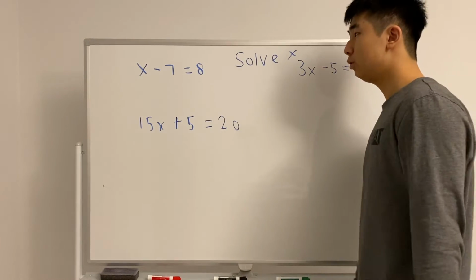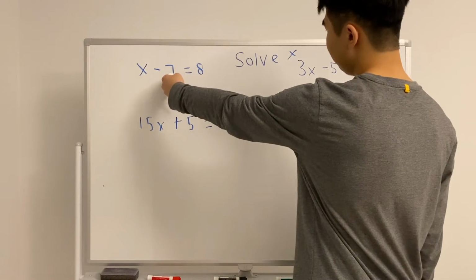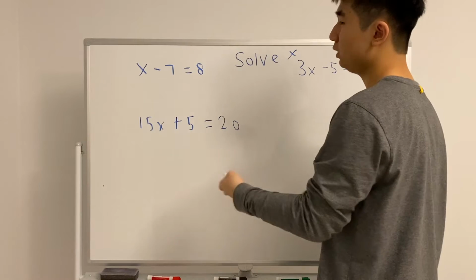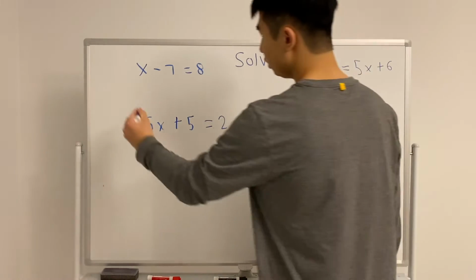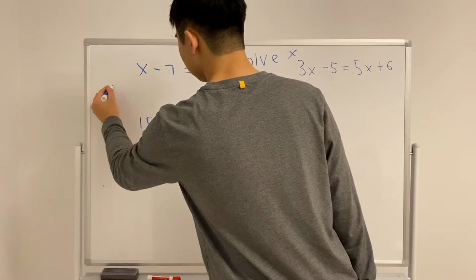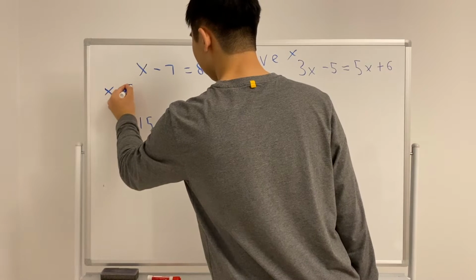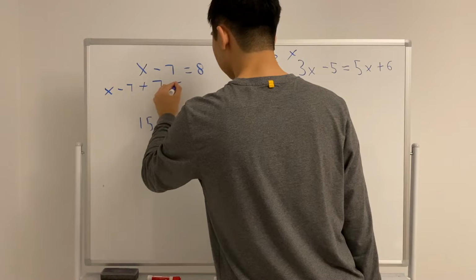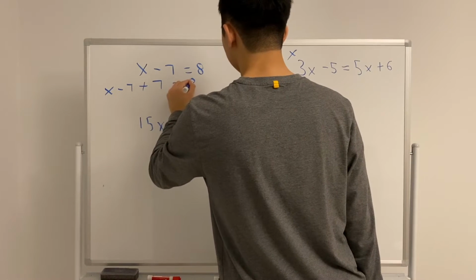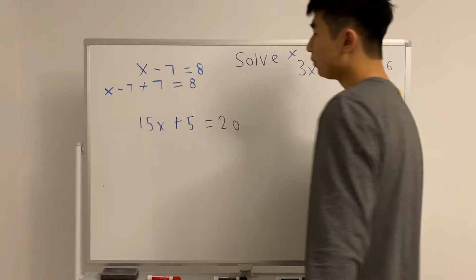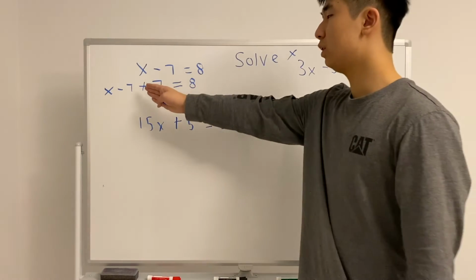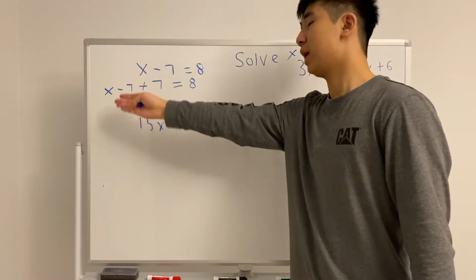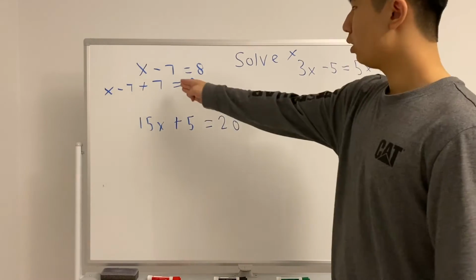So what I want to do is, if this is minus 7, I want to add 7, because negative 7 plus 7 is 0. So let's write that out. x minus 7, I want to add 7, right? And this is equal to 8. Well, really, it's not just 8. But now look, we've added 7 on this side, because we want to get rid of the negative 7 to get x by itself, which is correct.